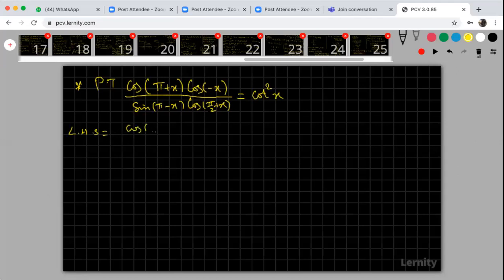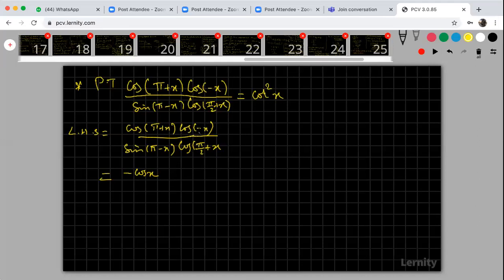So cos of pi plus x, cos of minus x, divided by sine of pi minus x, cos of pi by 2 plus x. Okay, so what about cos of pi plus x? I have already told that. You can easily remember that. I have told some idea. If pi or 2 pi is coming, don't change this function. Take only cos x, but concentrate on the sign. This pi plus x belongs to the third quadrant. In the third quadrant, cos is negative.